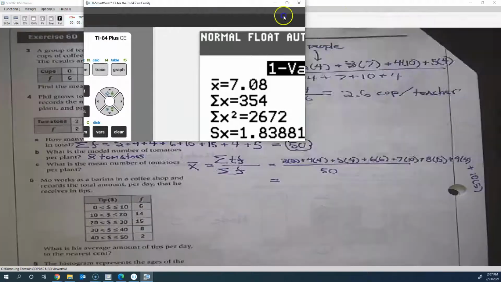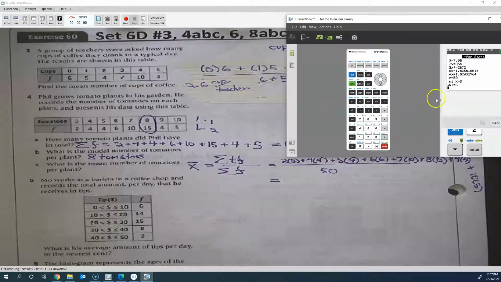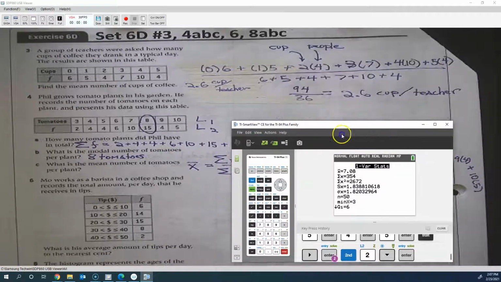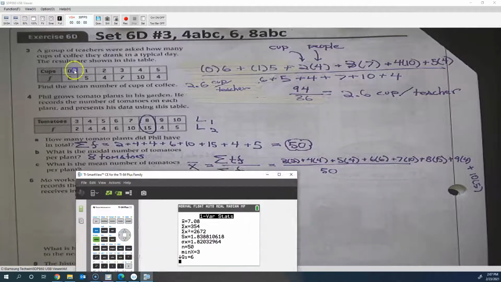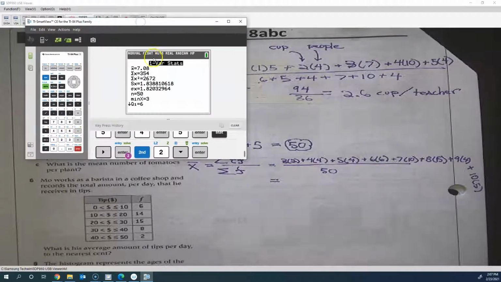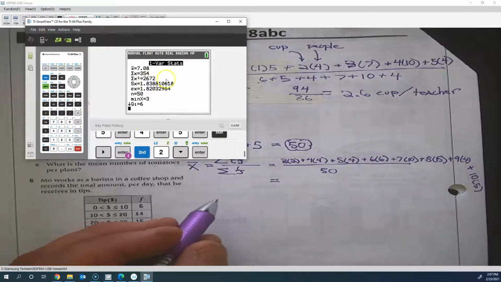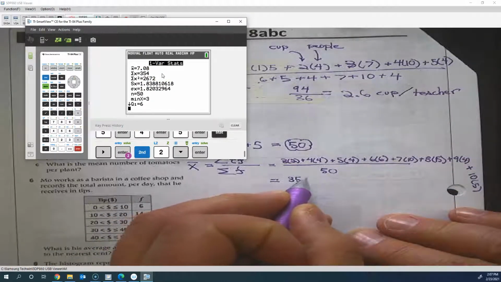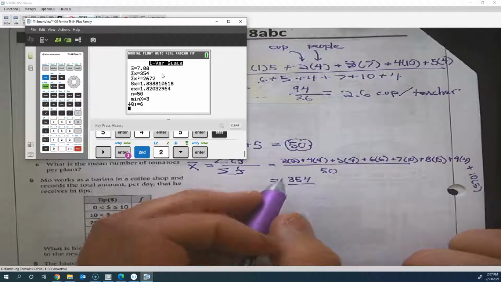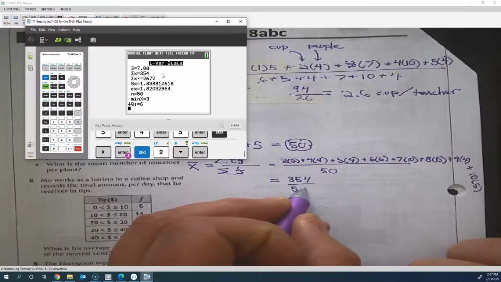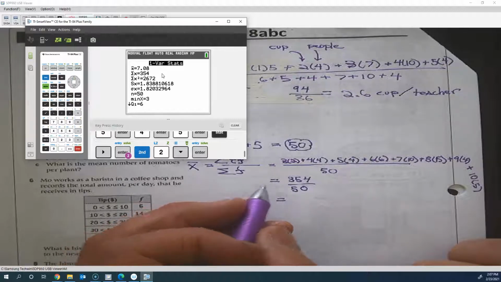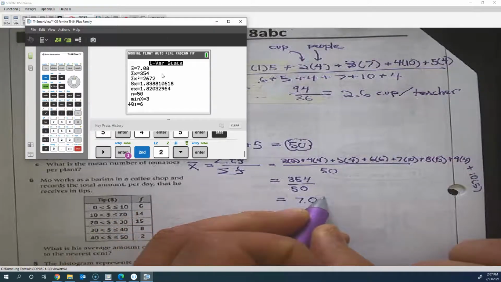Okay, so what you're looking at here, this question's asking you for the mean. So the mean is that first value up there. The second value, the 354, that's what you would have gotten if you added these up. So this would have given me an average of 7.08.